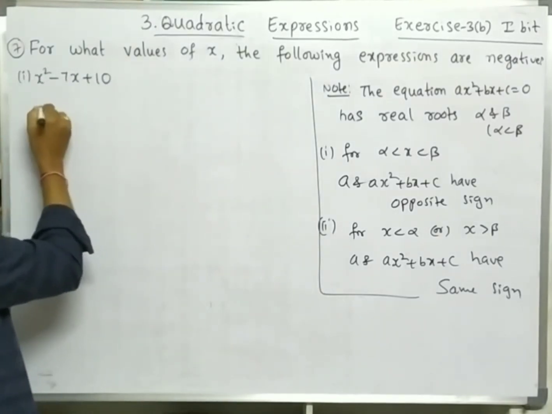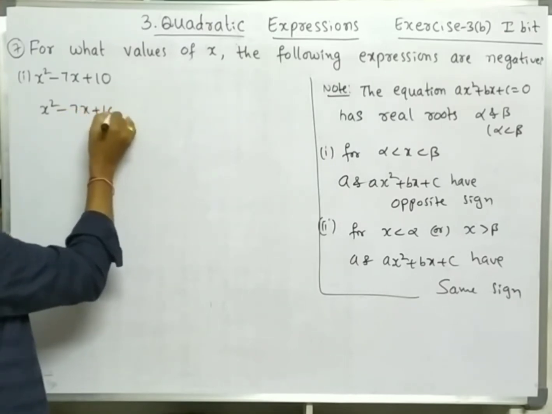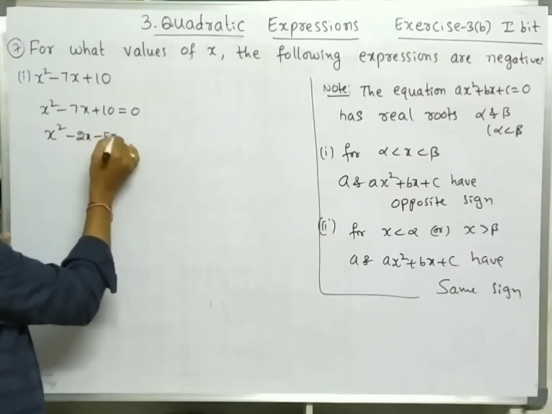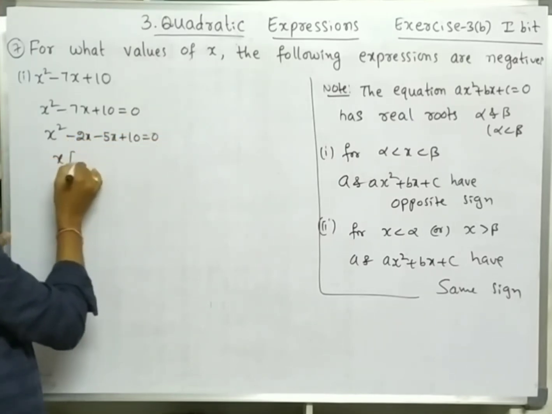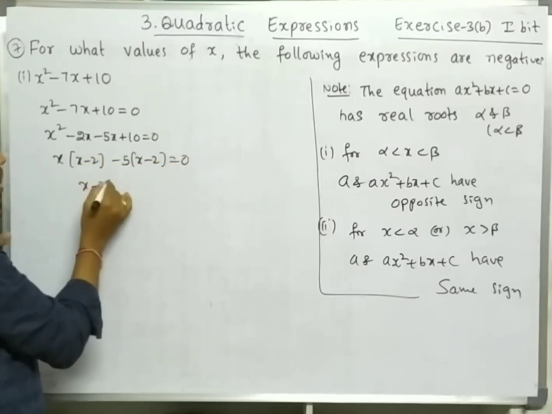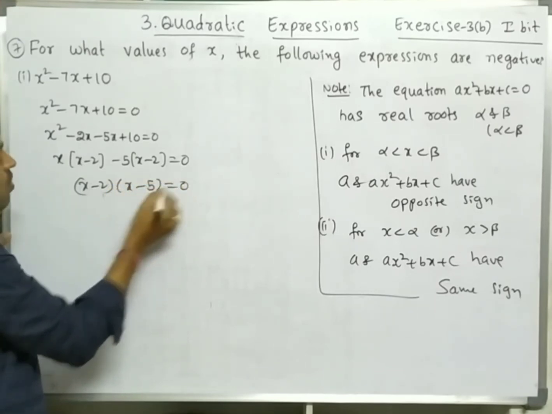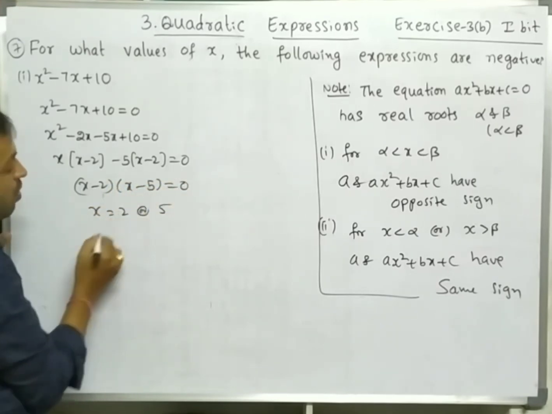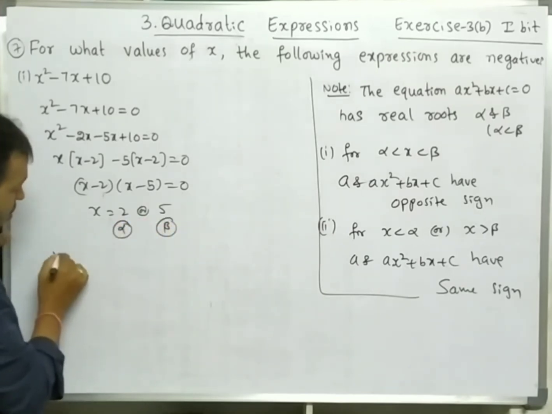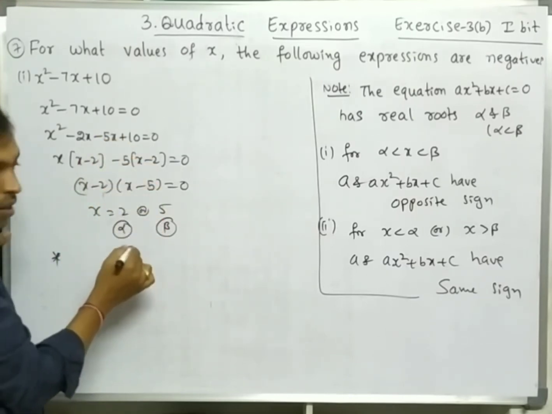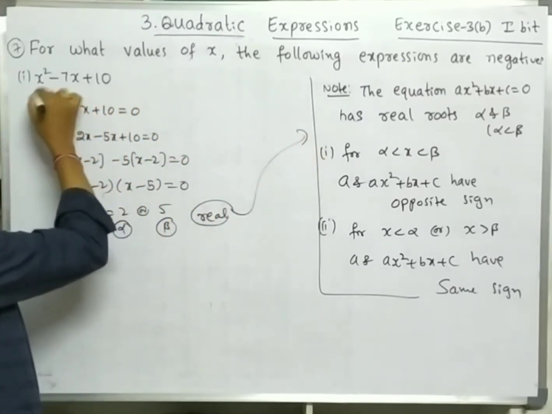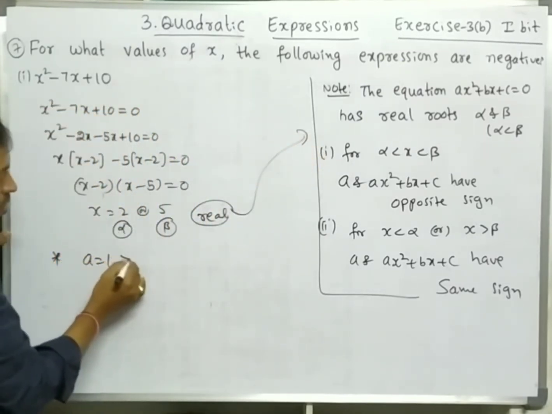So first of all, this is the given expression, equate it to 0. 5 2s are 10, right? x square minus 2x minus 5x plus 10 is equal to 0. Then x is common, x minus 2, minus 5 is common, x minus 2. So x minus 2 into x minus 5 is equal to 0, x is equal to 2 or 5. So this is alpha, the smaller one, and the bigger one is beta. Now after finding alpha and beta, these are real, right? So real means this is the condition. Now what is the coefficient of x square? That is a is equal to 1, which is positive.